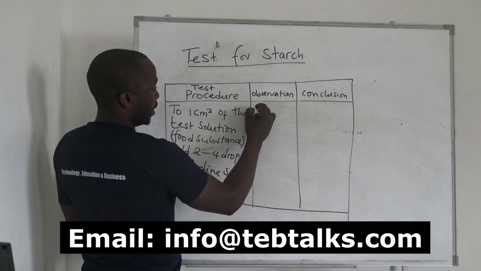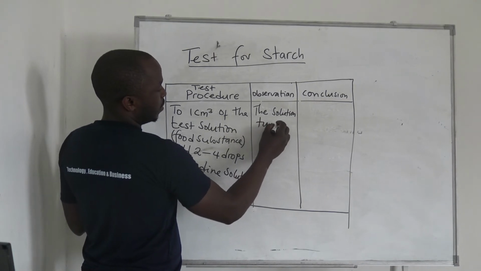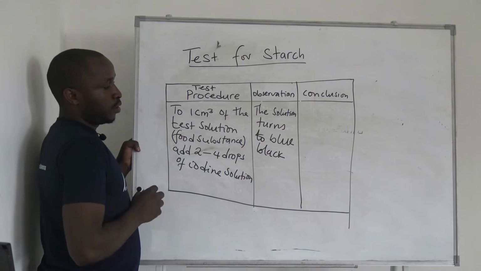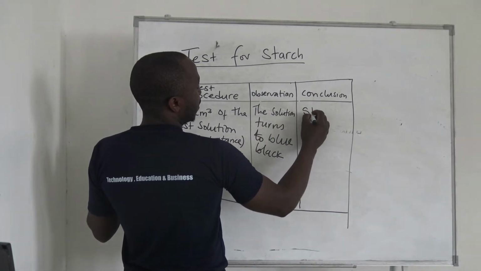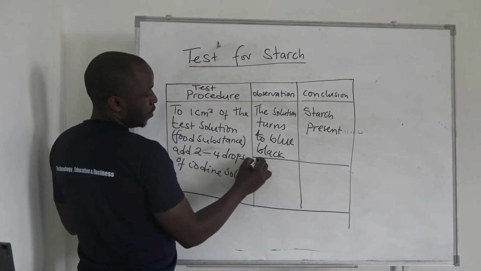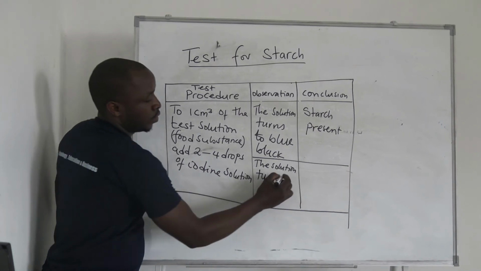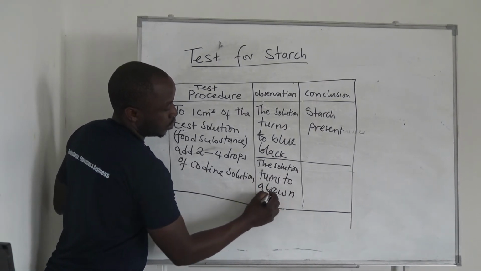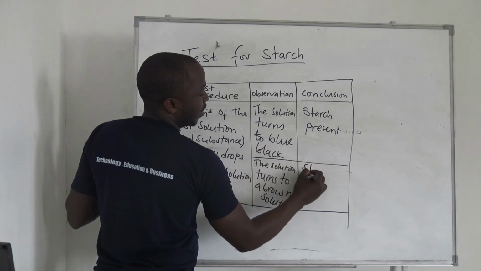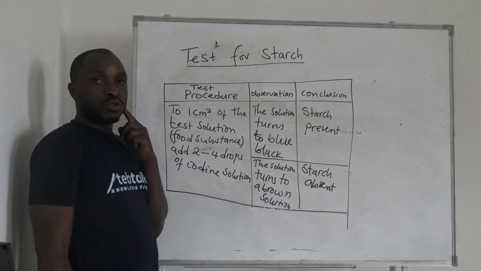So here, if the solution turns blue black, there you will say starch present, or if the solution remains brownish, there we shall say starch absent. So the color changes will have changed to that extent.